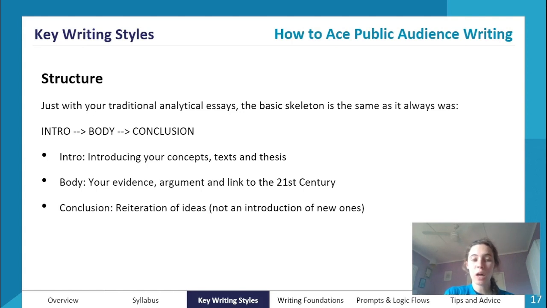Conclusion, of course, reiterating ideas and not introducing new ones. Don't make the mistake of introducing whole new ideas at the end, because the conclusion is about wrapping up what you've already said.